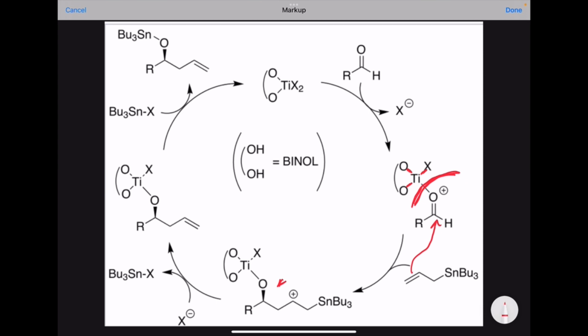This is an absolute stereochemistry that occurs from this reaction because of this blockage that we see by the vinyl groups. And if you follow the mechanism through, you can see here that our product is indeed a frontal oxygen.